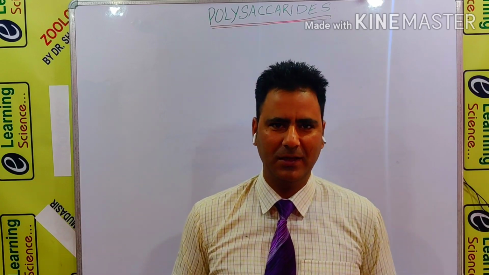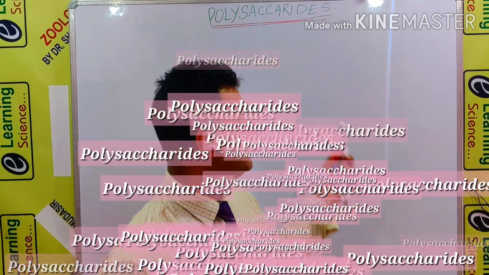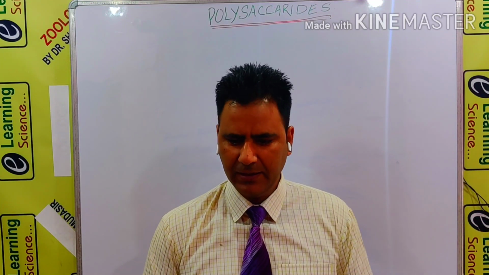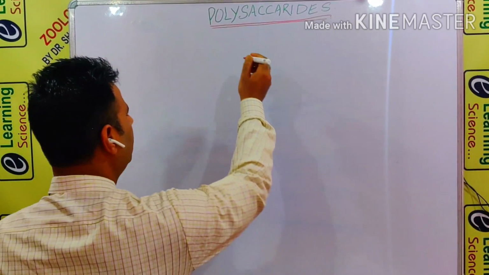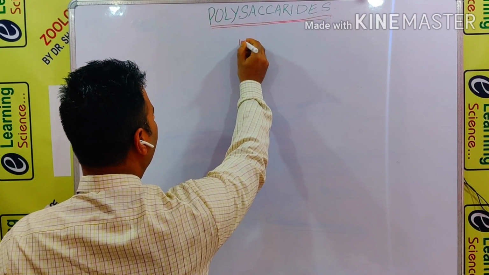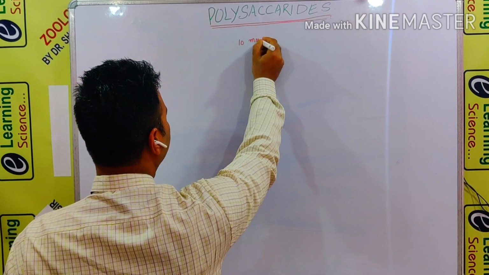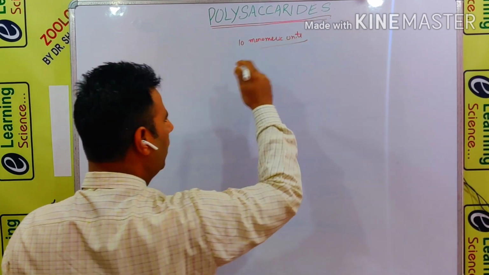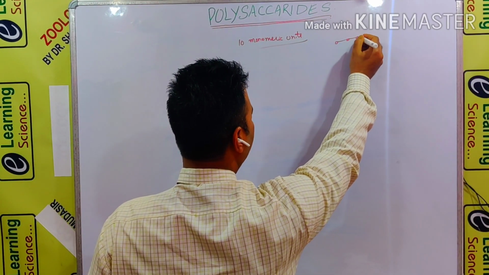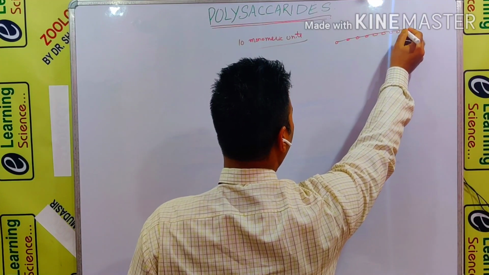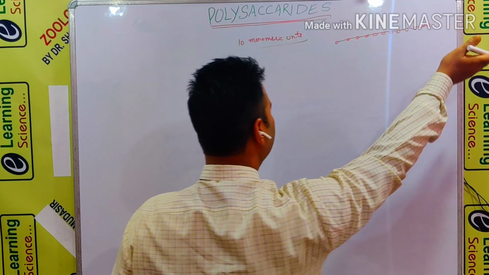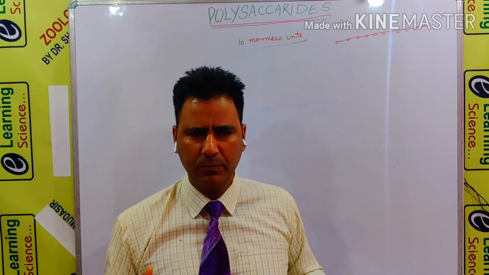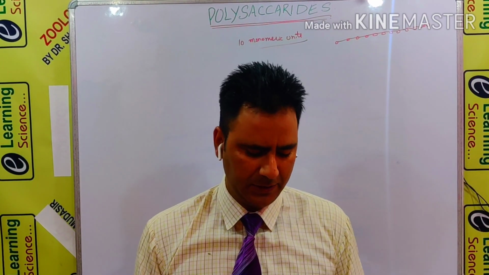Welcome students. Today we will take up polysaccharides, the last part of carbohydrates. Polysaccharides are made up of more than 10 monomeric units. A large number of monomeric units, maybe 100, maybe 50, I mean to say more than 10, are linked to each other by glycosidic bonds and form polysaccharides.